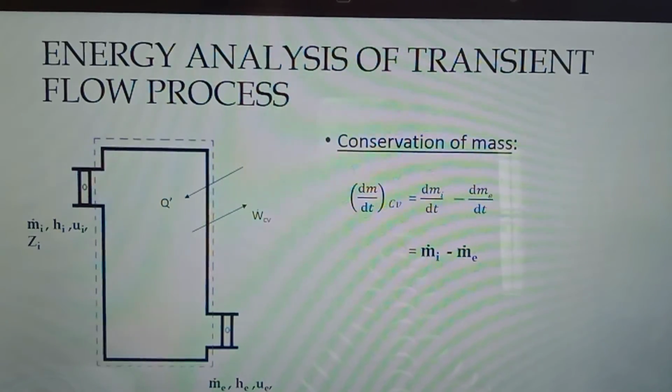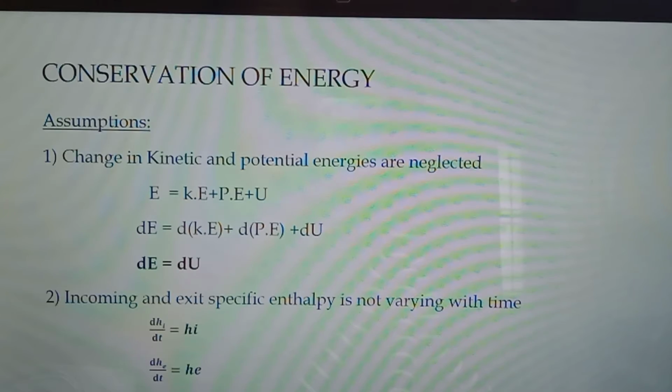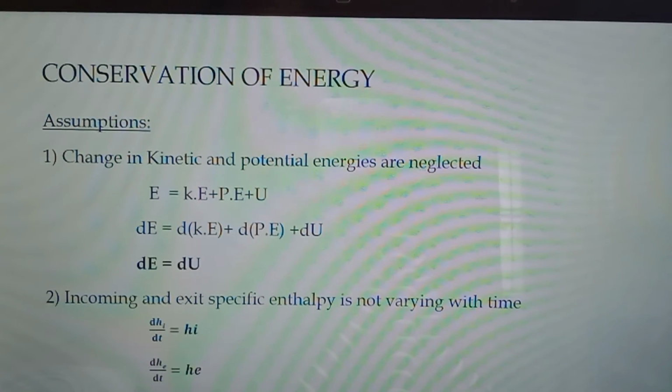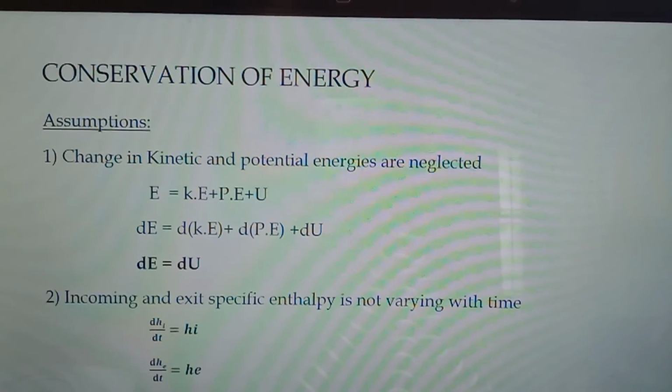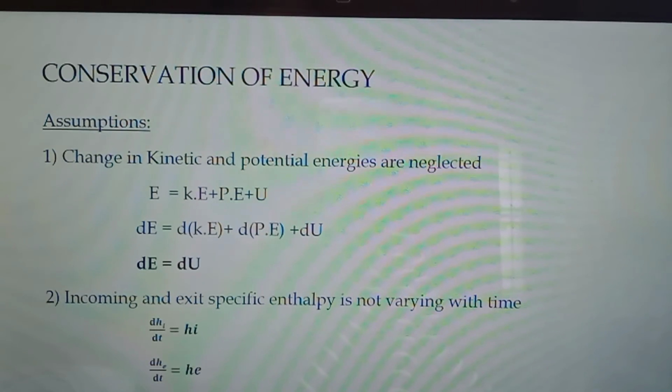We will be moving on to the energy equation. To deal with the energy equation, we have two important assumptions in this case of unsteady flow process. The first assumption is that the change in kinetic and the potential energy are neglected. So the total energy is equal to the summation of kinetic energy, potential energy and internal energy. So the change in total energy is given by the change in kinetic energy plus the change in potential energy plus the change in the internal energy. According to the assumption, the change in potential energy and the kinetic energy are neglected. So the total energy change is equal to the internal energy change.